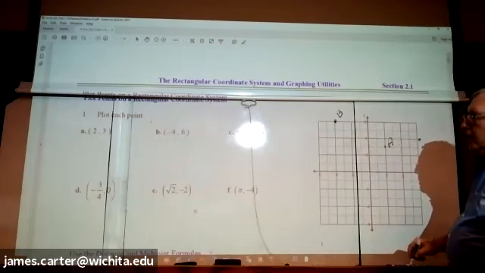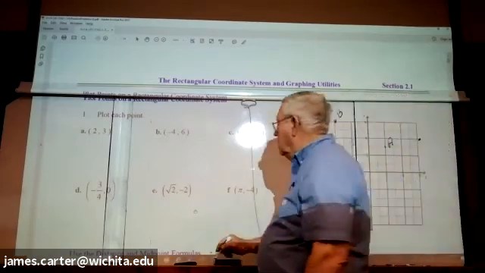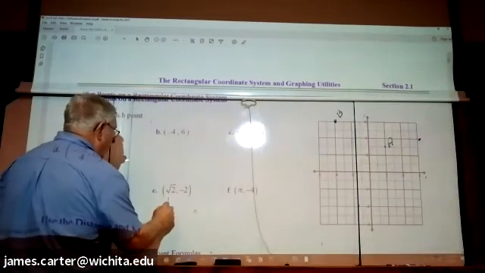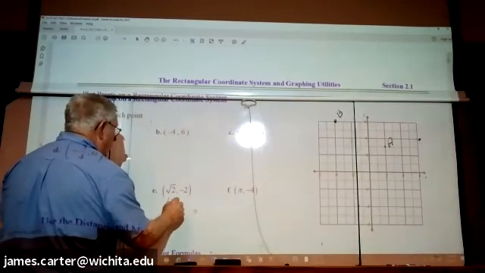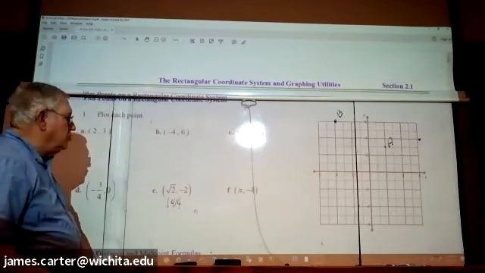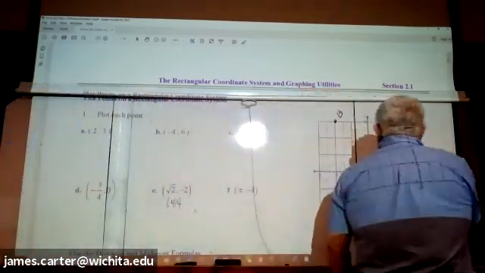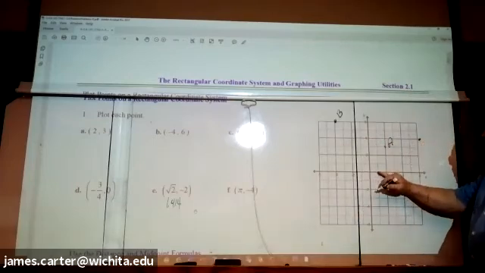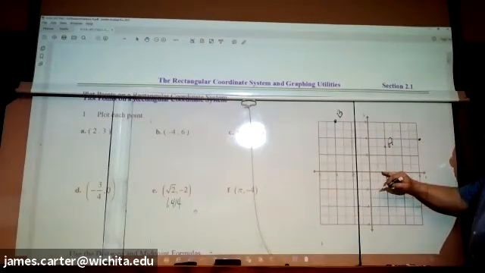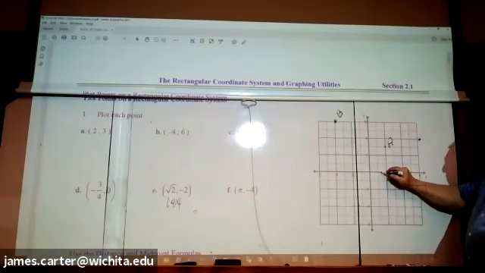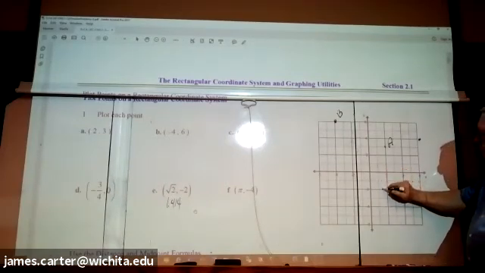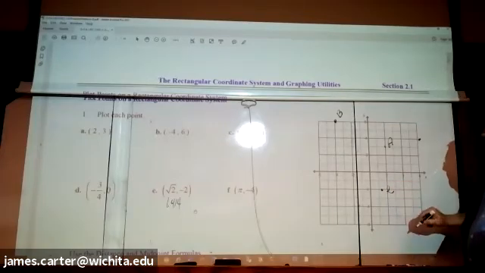And for E, square root of 2, 1.414. If you have to use your calculator to get that, you can. So here would be over 1, and 1.4 is almost half. And then up or down -2, 1, 2. So here would be E.